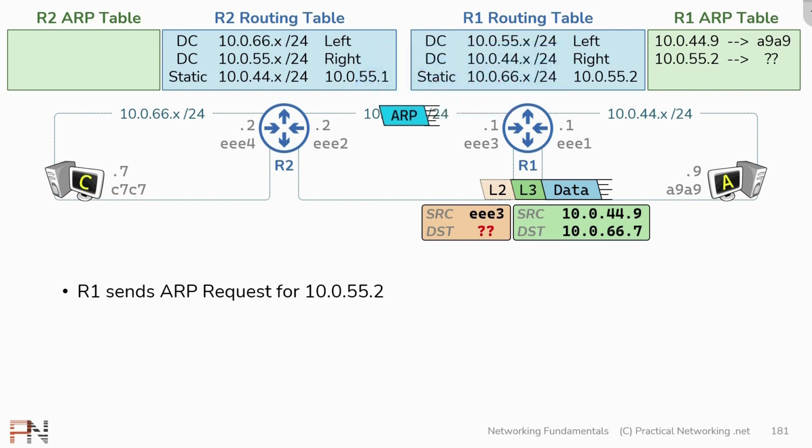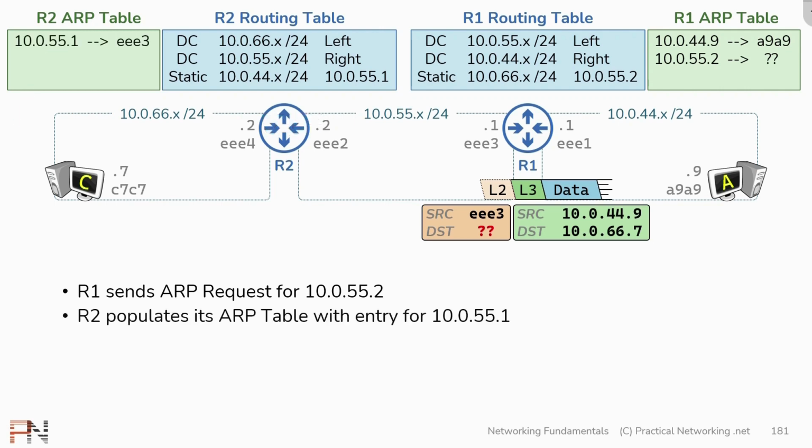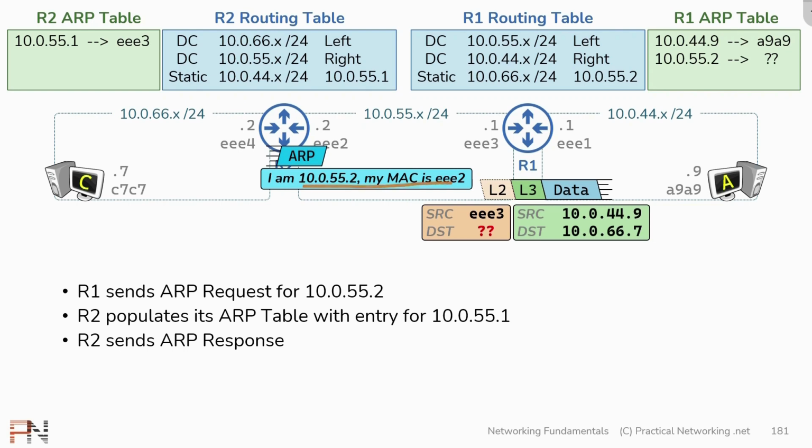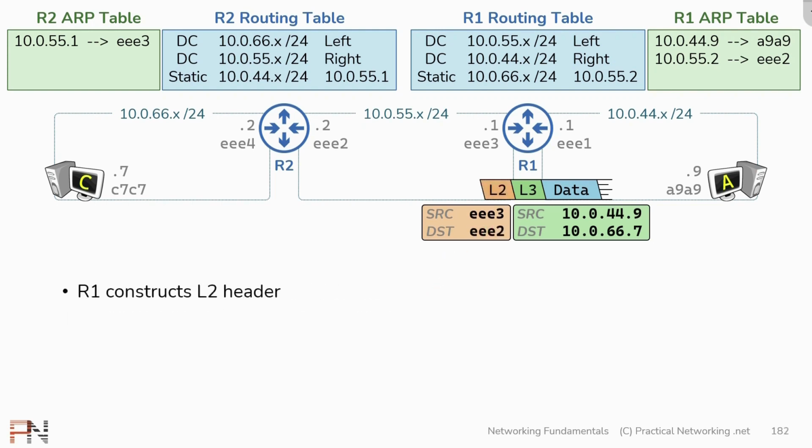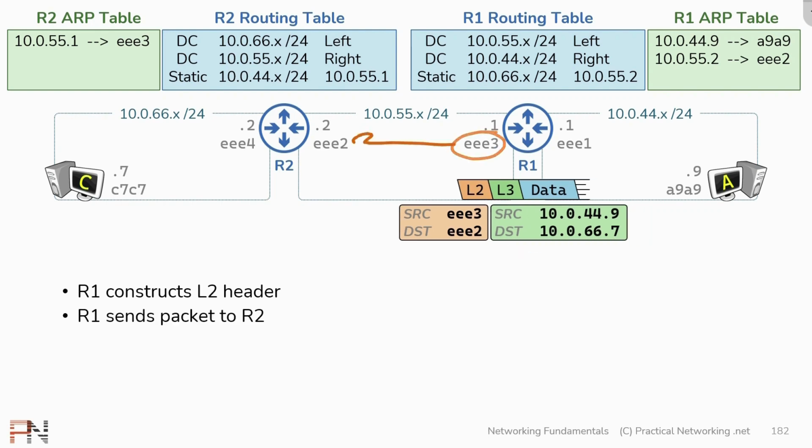This is going to allow R2 to learn the ARP mapping of the sender of that ARP request. Upon receiving the ARP request, R2 will learn that something with the IP address 10.0.55.1 has the MAC address EEE3. Now, R2 will generate an ARP response. This ARP response is the ARP mapping that router 1 was trying to discover. When router 1 receives this ARP response, router 1 will be able to complete its ARP entry, and therefore able to create a layer 2 header, which will get the packet through to the next hop. Now, this packet can be sent from this NIC to this NIC.